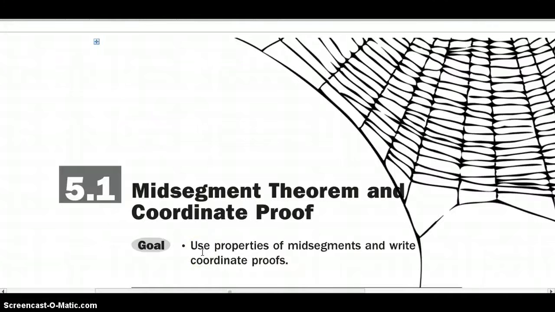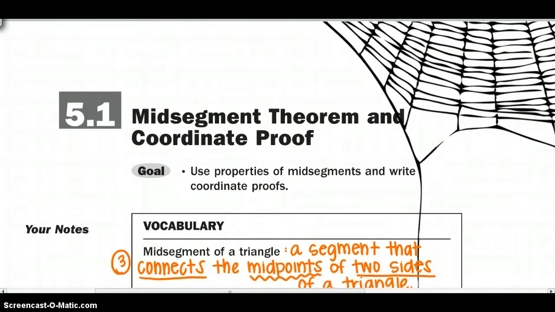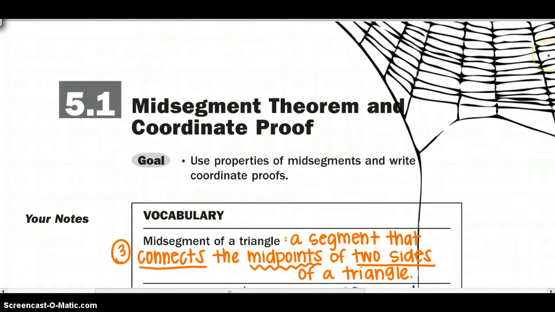Hey there, we're going to start off chapter 5 by talking about the relationships with what's going on within the triangle. So in this section we're going to talk about the mid-segment theorem and coordinate proofs. Getting into our vocabulary, the first thing we need to know is what a mid-segment is. The mid-segment of a triangle is the segment that connects the two midpoints of two sides of the triangle, and within one triangle we have three mid-segments.